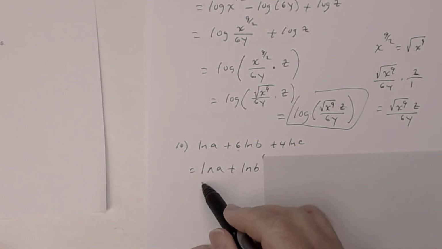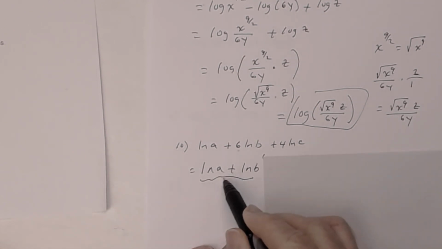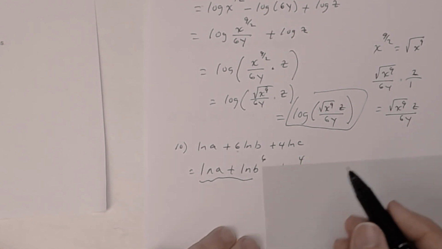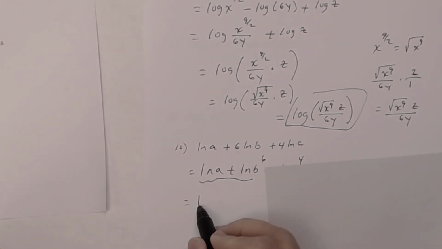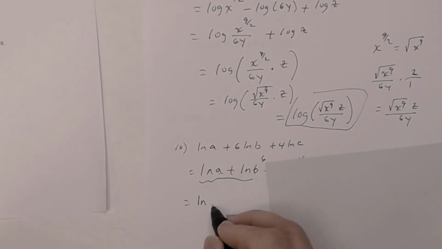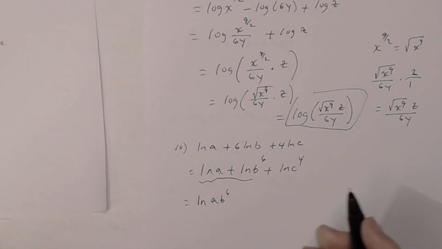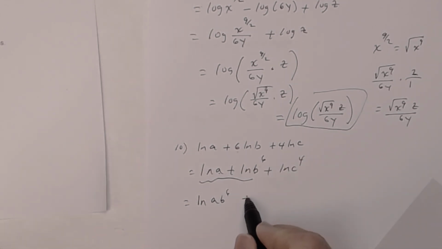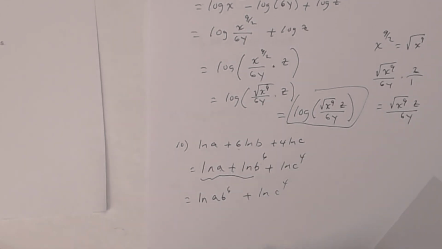Now, just like we did before, let's go ahead and cover the last one, and let's take care of this one first. The sum of two logs is the log of a product. So I'm going to condense this to a single logarithm. It'll be the natural log of A times B to the 6. And then rewrite this over, plus the natural log of C to the 4th.